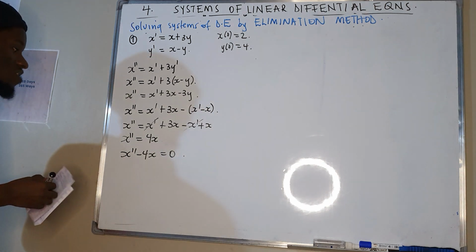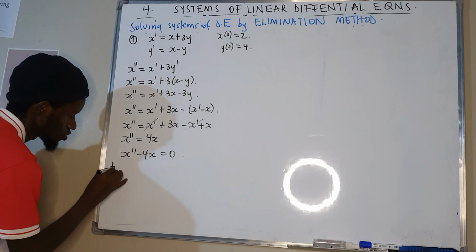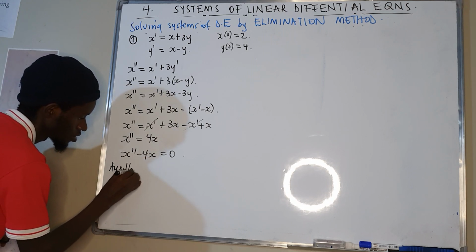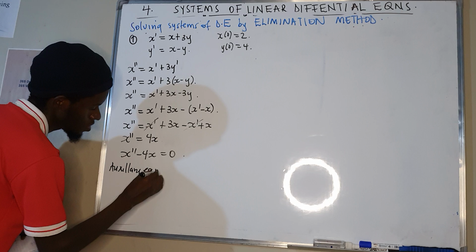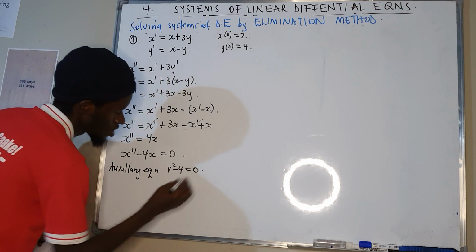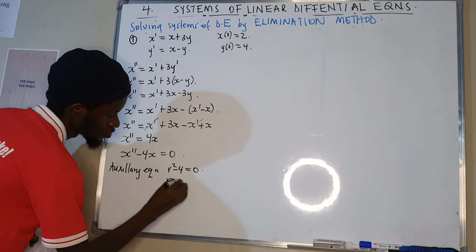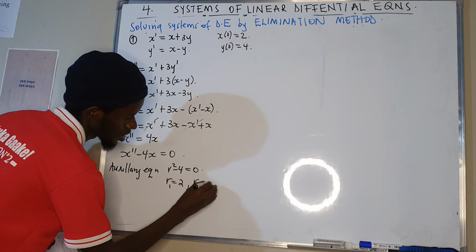Now from this step, let us find the solution in terms of t, in terms of x. For this solution, I just need to form my auxiliary equation. Because this is second order, the auxiliary equation is r squared minus 4 equals 0. Therefore r1 equals 2 and r2 equals negative 2.